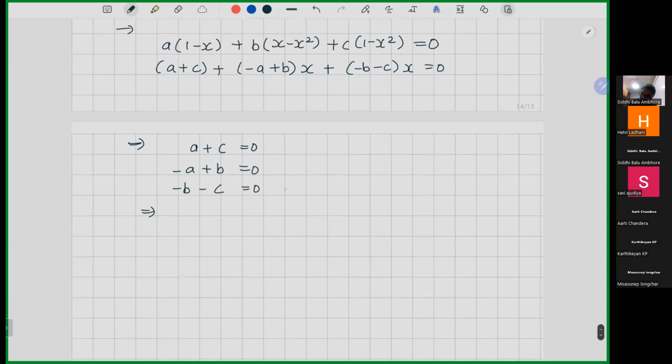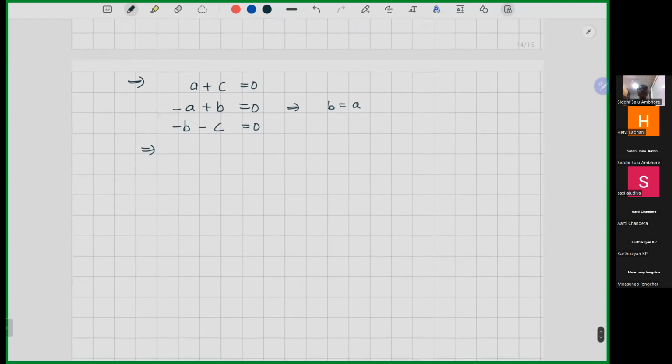So what does this give me? This gives me b is equal to a, and the last element gives me c is equal to minus a. So if c is equal to minus a and b is equal to a, then if I substitute this in the third equation, I get minus a plus a is equal to 0, and 0 is equal to 0.